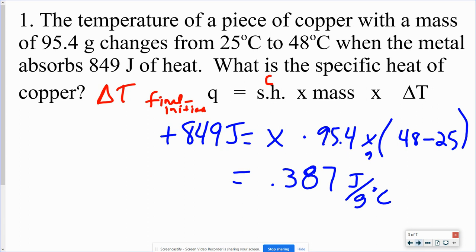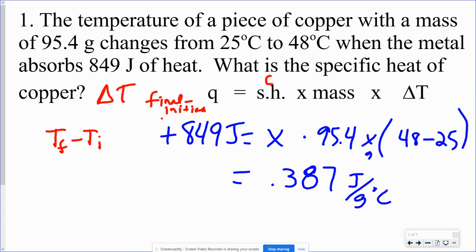What is the specific heat of copper? So our change in temperature, make sure you always do final minus initial. Okay, that's important. Final minus initial. You cannot have a negative specific heat, and if you don't do final minus initial, you'll get the wrong sign on the heat, or you'll get a negative specific heat or negative mass or something that you're solving for. So make sure you always do final minus initial when you do change in temperature.